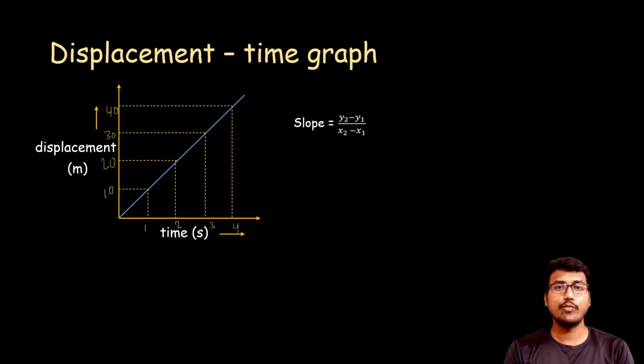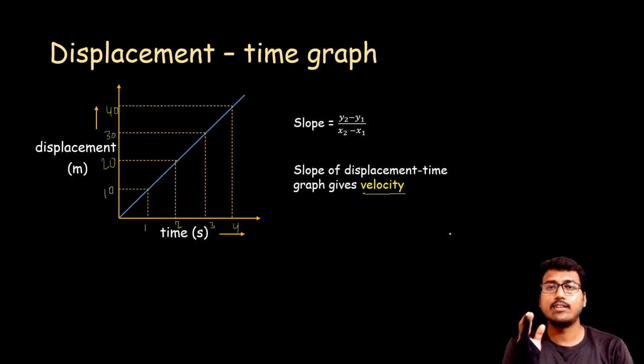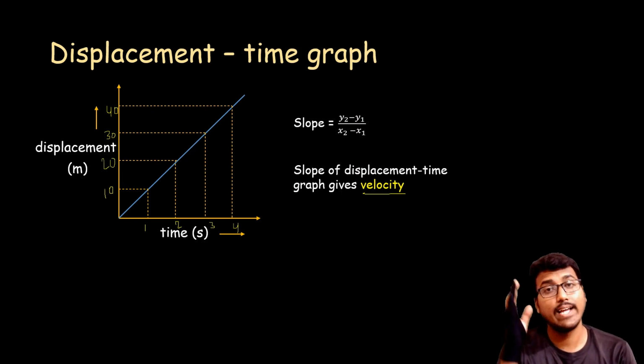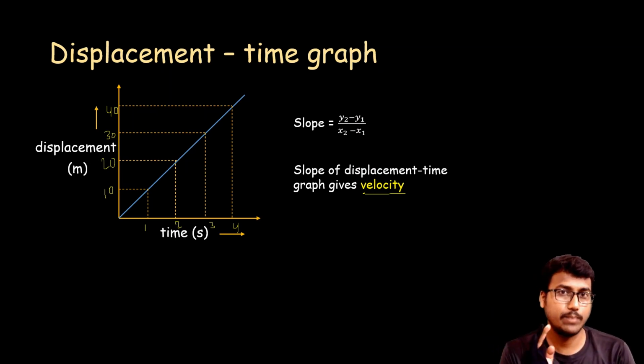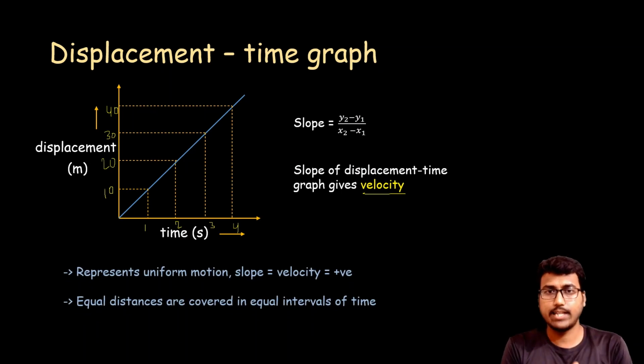So here also we will find out the slope. To find out slope, we need y2 minus y1 as usual. Same, just like a distance time graph. Here it will give you the velocity. The slope of the displacement time graph will give you velocity. There in the distance time graph, it will give speed. Here velocity. Okay, what does this graph say?